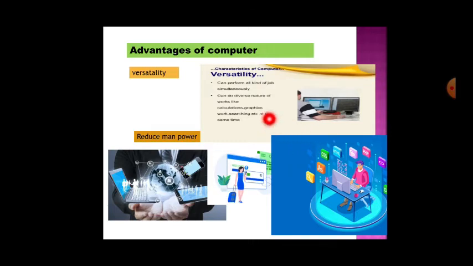Next, again, versatility. Versatility means it can perform all kinds of jobs simultaneously. It is multitasking, and can do diverse kinds of work like calculations, graphics, searching, etc. So it can do calculation, it can simultaneously do graphics also, it can search, it can do many other things. Next, reduced manpower. Nowadays, all the works are done by the computer. So instead of taking 10 persons, the computer does all the jobs, and you just handle one computer, one person is enough, and so it has reduced the manpower.